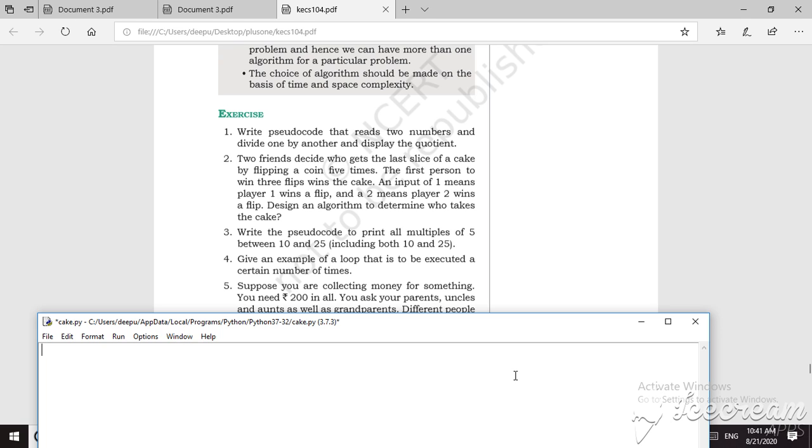Some students are requested to explain those questions. So here is the first question.